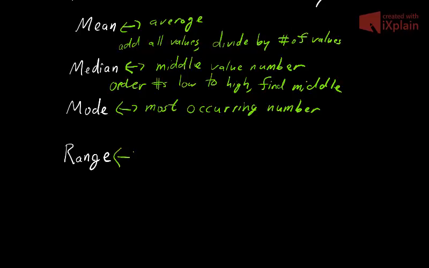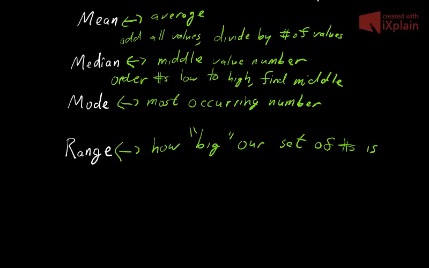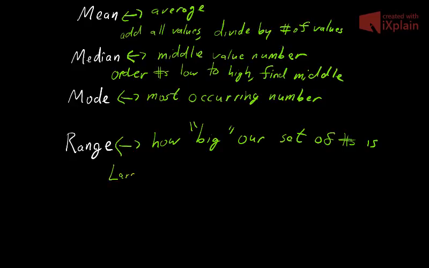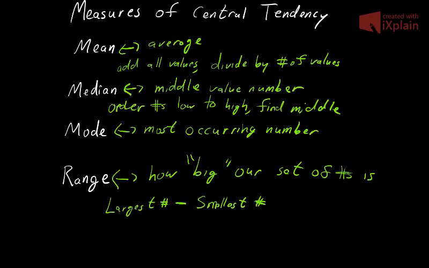And the range is how big our set of numbers is. So our range is how big our set of numbers is, and we find that by taking our largest number and subtracting our smallest number. And we should be pretty good to go with these definitions right here. Please make sure that you have them written down somewhere and that you can use them, because we're going to be using them going forward today.